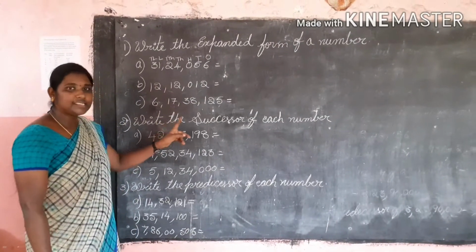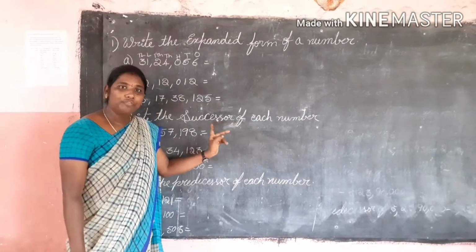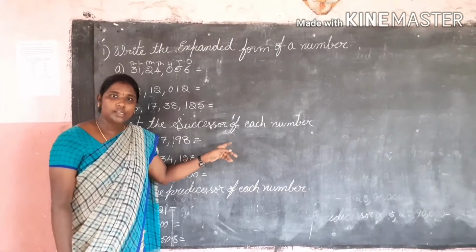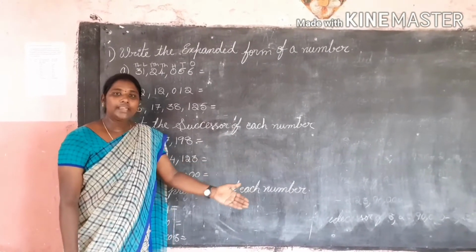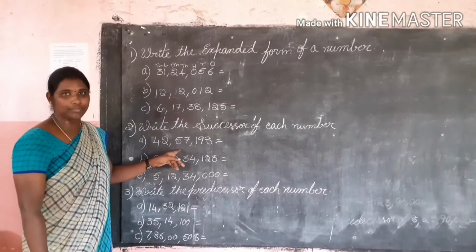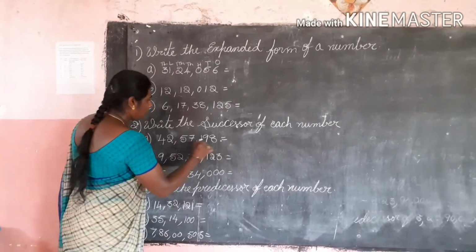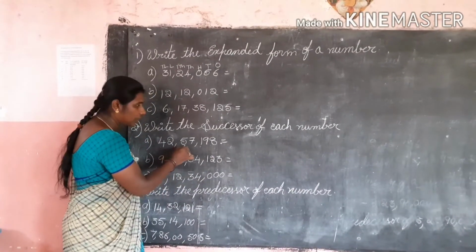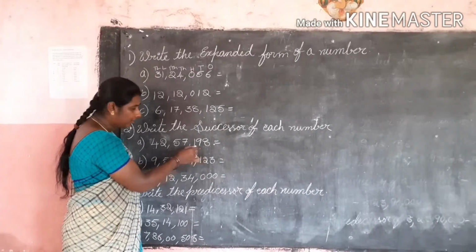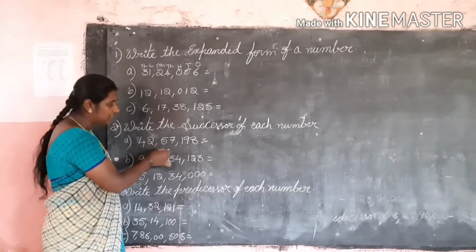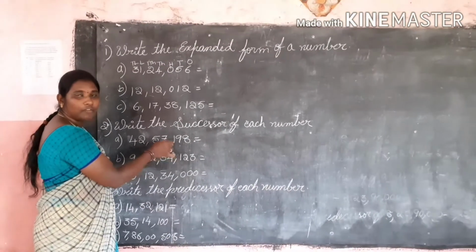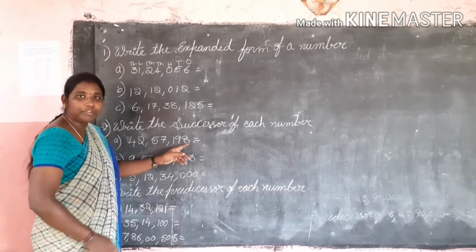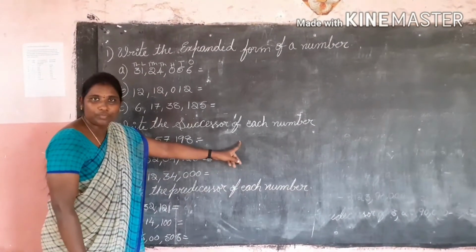Next, write the successor of each number. How do we find the successor? Successor means the number after, so we have to add 1 to the given number. For this, 42,57,198. Here, what is the number given? 42,57,198. For this, what do we have to do? Add 1 to this number, and we get the successor of the number.